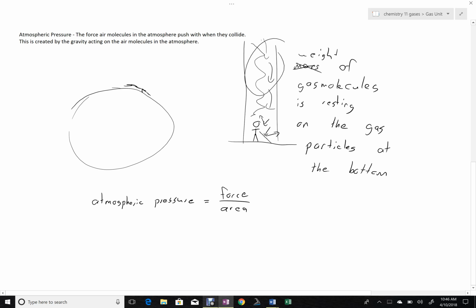Now, force is typically measured in a unit called the Newton, and area is typically measured in meters squared. So somebody came along and made up a unit for pressure in general called the Pascal, 1 Pascal. And atmospheric pressure is so large that it is 101,300 pascals, or more simply written, 101.3 kilopascals. This is an average value at sea level. It varies depending on how high you are or based on the weather conditions around you at the time.